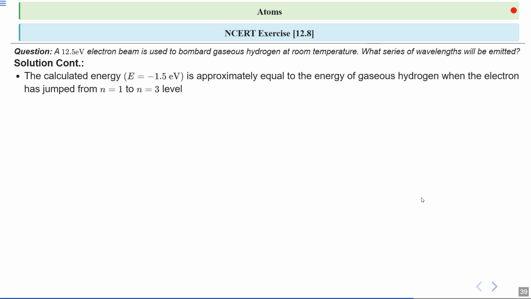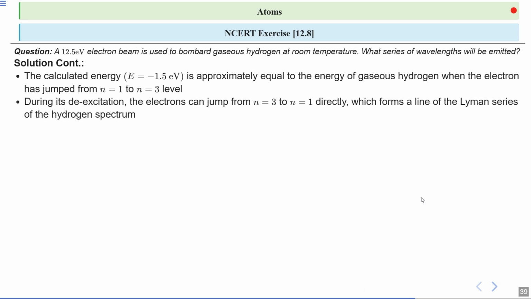Now let's analyze the energy levels involved. The calculated energy here is negative 1.5 electron volt, which is close to the energy of a hydrogen atom when its electron is in the n equal to 3 energy level. The n value refers to the principal quantum number, which tells us which energy level the electron is in. So after being hit by the electron beam, some hydrogen electrons are excited up to the n equal to 3 level.